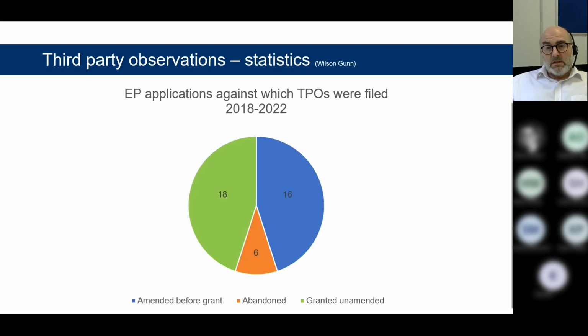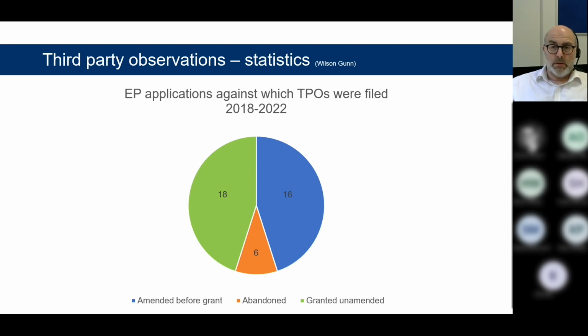In terms of success rates, well, this is just a little pie chart that I made up. I took a sample of 40 applications at the European Patent Office where third-party observations had been filed to determine the success rate. And you'll see from this particular pie chart that 6 of those applications were either abandoned by the owner or they never went to grant, they were refused. 16 of them were amended, mostly quite significantly, and 18 remained unamended before grant. So in around 55% of cases, the observations can be considered a success.